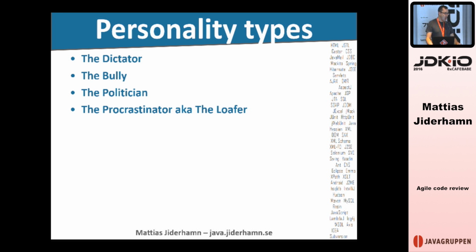Then we have the procrastinator, also known as the loafer. This is the coder that avoids making any changes until you are past deadline. And then suddenly you're past deadline and, well, we have to ship this. And once it's shipped, then he says, well, it's in production. Let's not touch that. It's already in production, right? So this is one of the reasons why I suggest that you do the reviews before the changes are made available to the rest of the team.